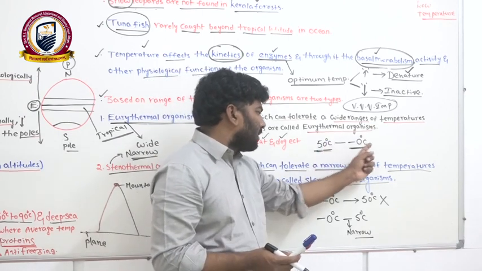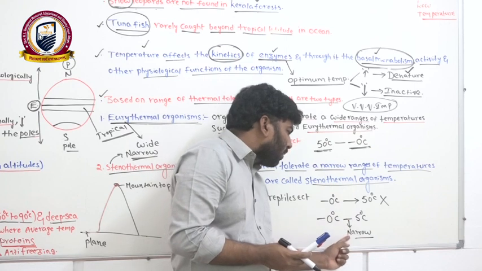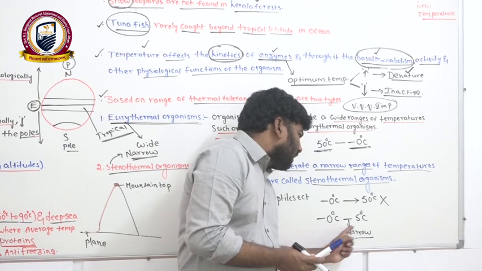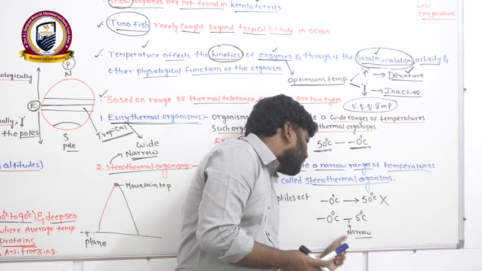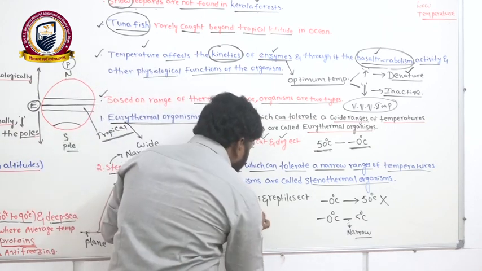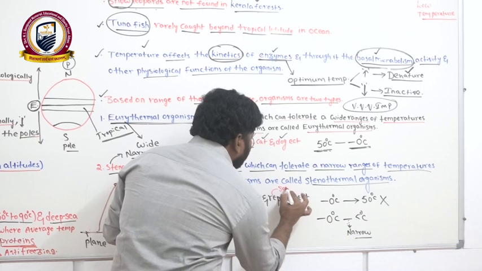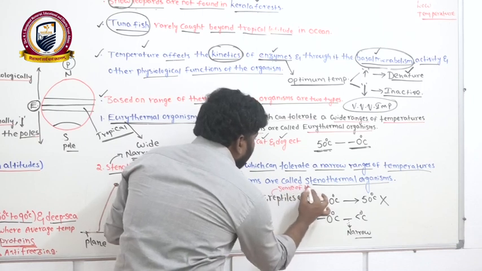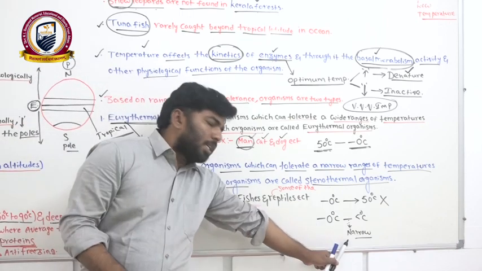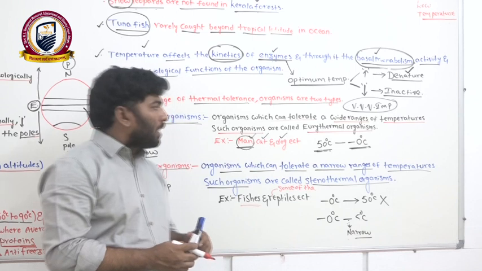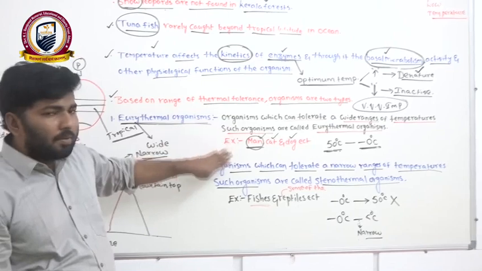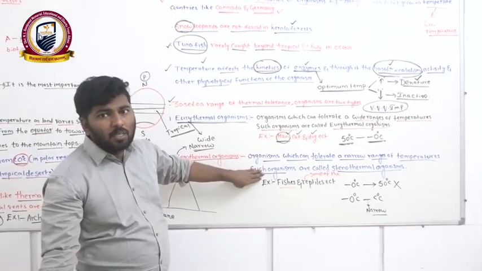Clear? Here, in wide range, the organisms can survive. Here, only narrow range variations are needed. They can survive only in narrow ranges of temperature. Clear? Example, the fishes and some of the reptiles. Not all reptiles, some reptiles can survive in narrow ranges of temperatures. Clear? Understand? Okay? Right. Now these two are very important for the entrance exam as well as the board exam.